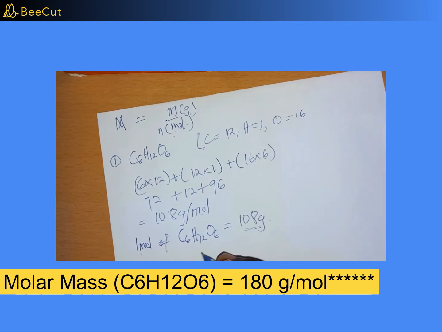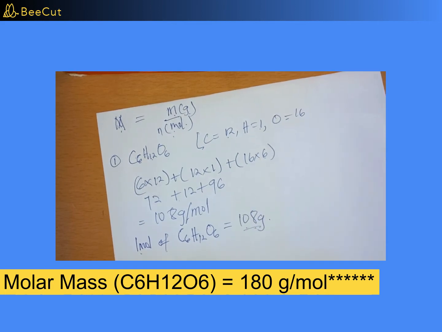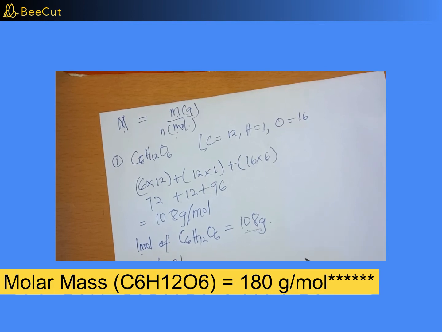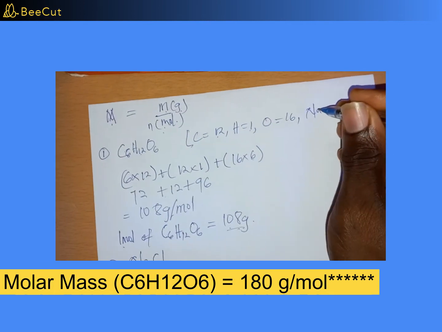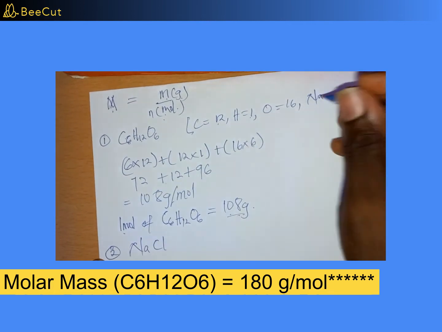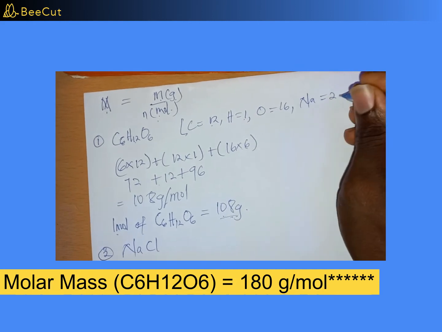Another example is sodium chloride. This is very popular. The relative atomic mass for sodium, Na, is equal to 23.